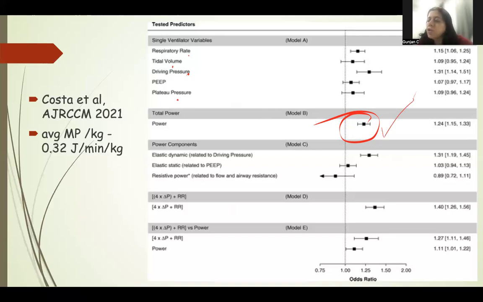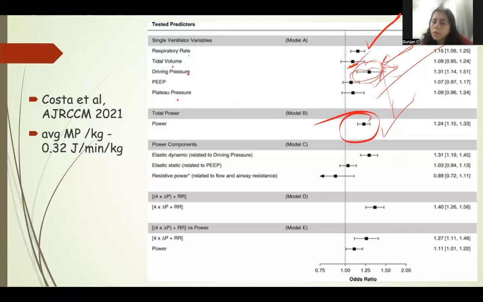All of these components do correlate with mortality, but the one which correlates most is the driving pressure. The respiratory rate, in fact, was found to correlate more than the tidal volume. But we have always given importance to tidal volume and not to the respiratory rate. PEEP correlates, the plateau pressures correlate. However, the one which most likely correlated was the driving pressure.